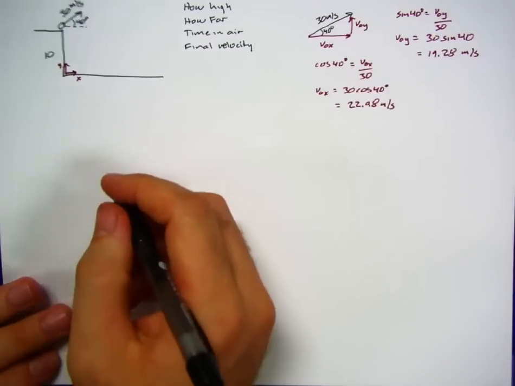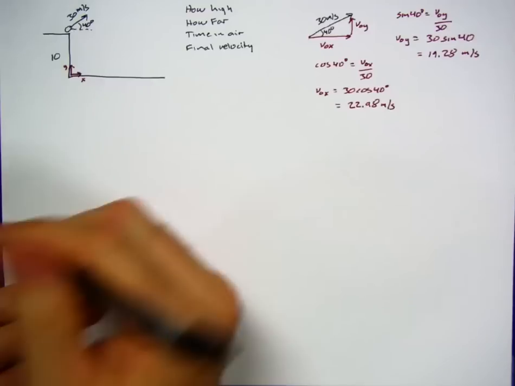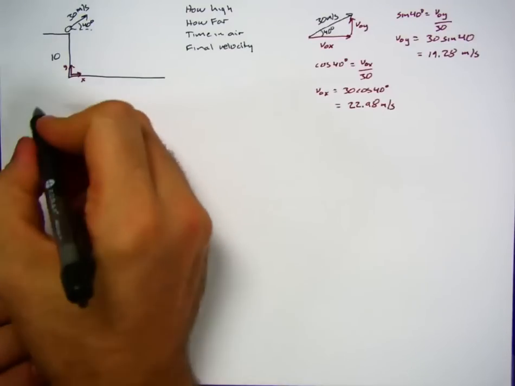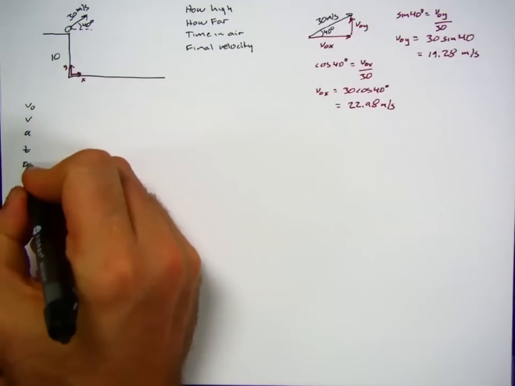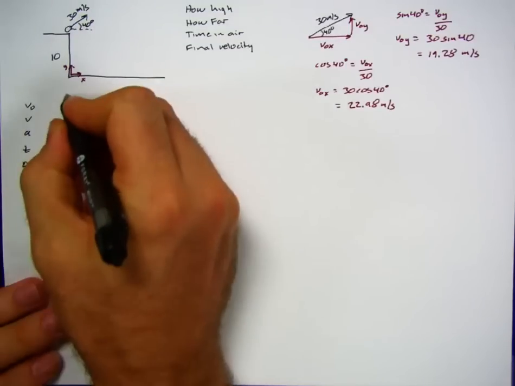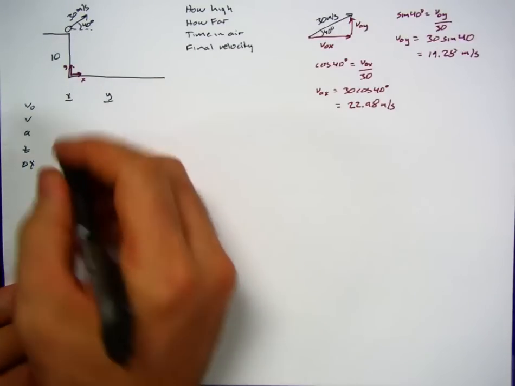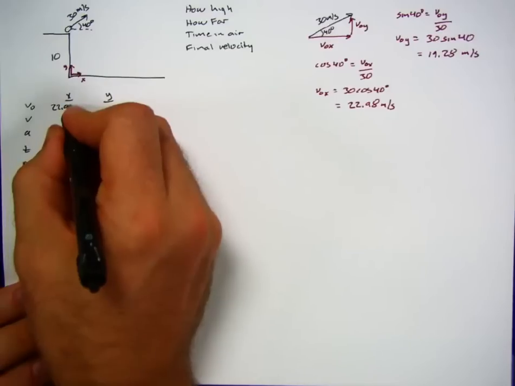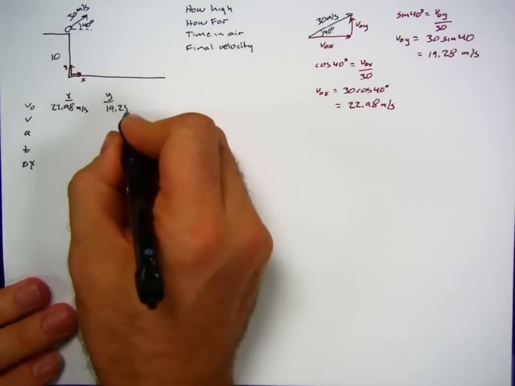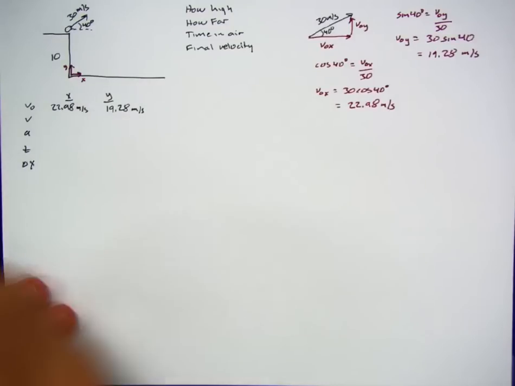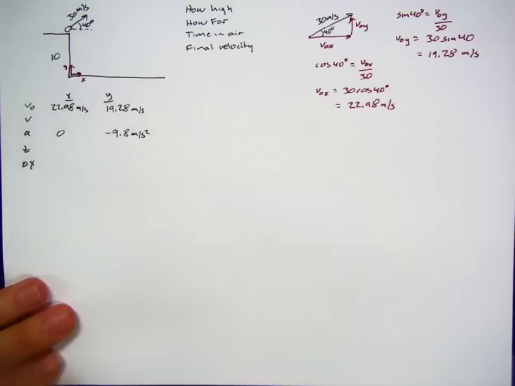So I know my v0x, I know my v0y. I can go over here. And notice I'm doing all of this just automatic. I haven't really even thought about what my problems are going to be yet. I'm just going to go over here and say I've got v0, v, a, t, delta x in the x direction and in the y direction. I know my initial velocity in the x direction, 22.98 meters per second, y 19.28 meters per second. Acceleration for free, minus 9.8 meters per second squared.